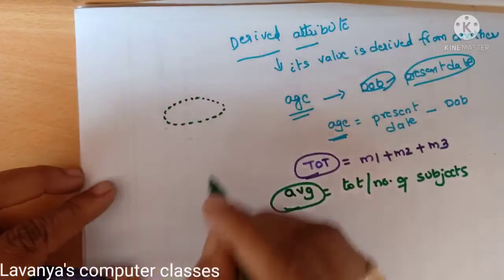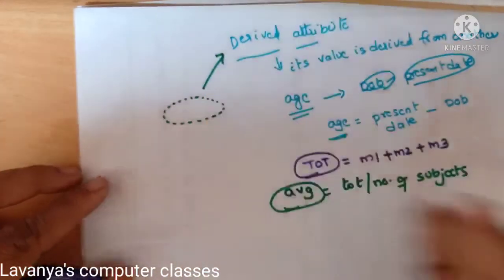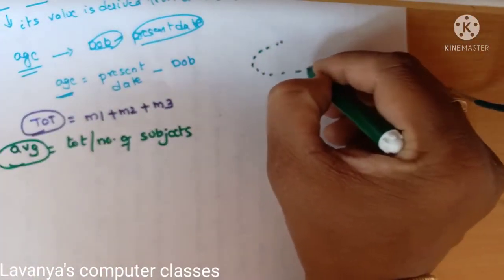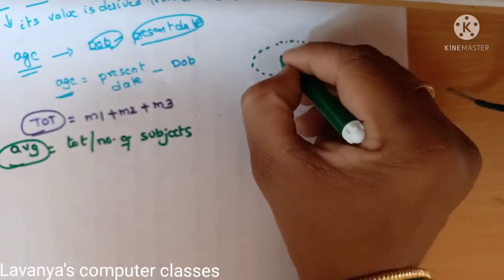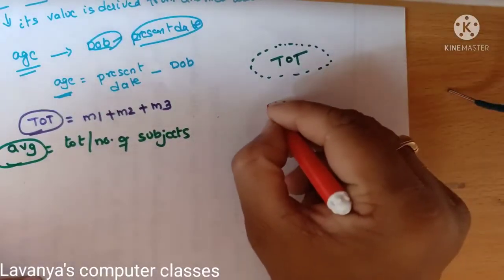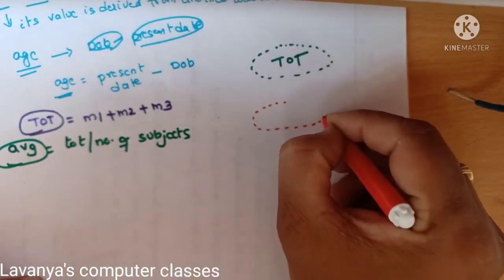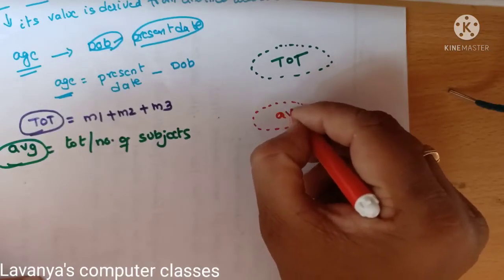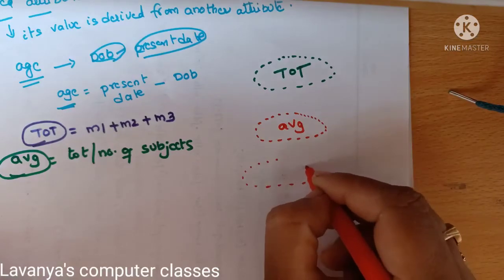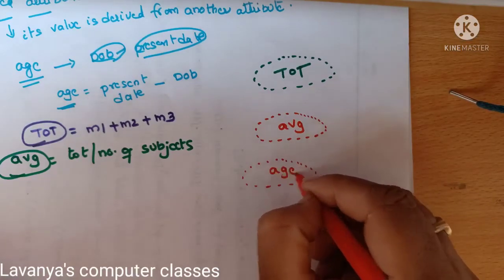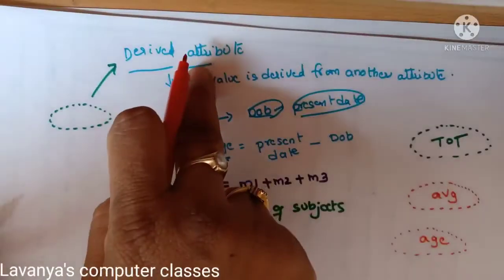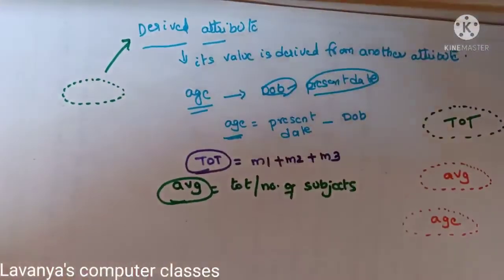So which symbol is used for representing a derived attribute? A dotted ellipse. Now representing age: age is a derived attribute. Total is a derived attribute, so in the dotted ellipse we write total. Similarly average is also a derived attribute, and age is also a derived attribute. So we represent it like this. Derived attributes means their values come from some other attributes. The dotted ellipse is the symbol for derived attributes.